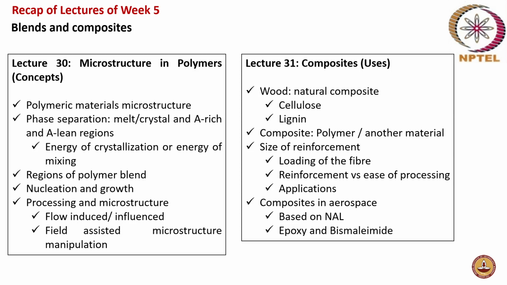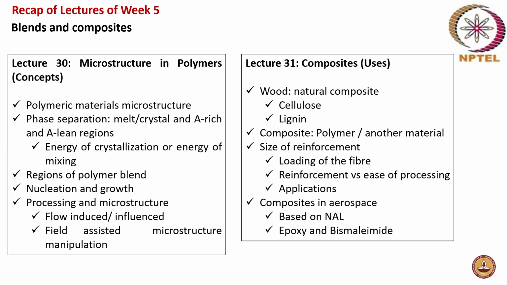And then lecture 31 was on composites. An introduction to the natural composite wood was given. Wood is a natural composite of cellulose and lignin. So there was a description of this natural composite, and then what are the other polymer composites present. And what kind of reinforcement can be there, whether they can be long continuous fibers, long fibers, short fibers, whiskers, particles, right? These kinds of composites can be formed.